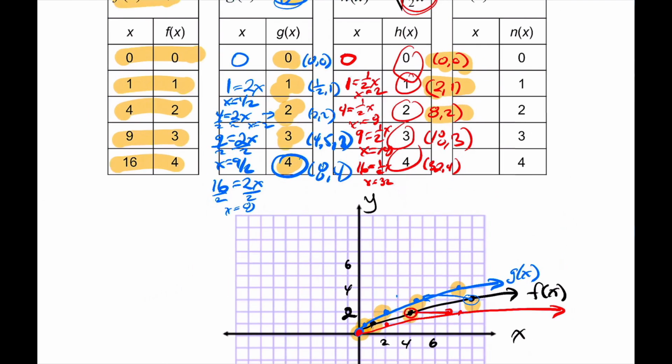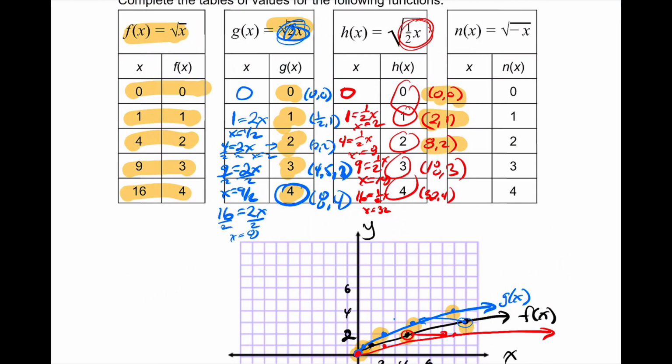So what we're seeing is the net effect of that: when it's a half, it's actually being stretched. When it was 2, it's being compressed. So this is almost like the opposite of what's happening with the A value. Because when the A value is greater than 1, it was actually being stretched. And when the A value is between 0 and 1, it is actually being compressed. So the opposite is happening here with the horizontal stretch and compression.